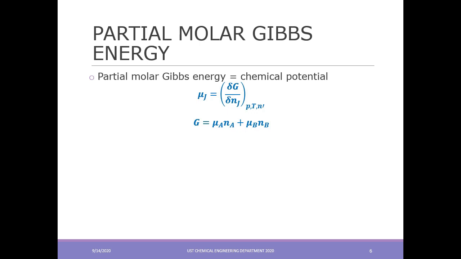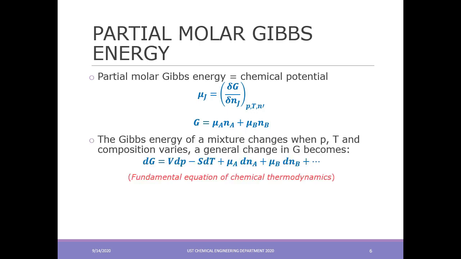Knowing that the chemical potential depends on composition, temperature, and pressure, a more general equation for the change in Gibbs energy when these variables are changed becomes this expression called the fundamental equation of chemical thermodynamics. However, at constant temperature and pressure, the first two terms become zero and the expression becomes a function of just chemical potential and composition.